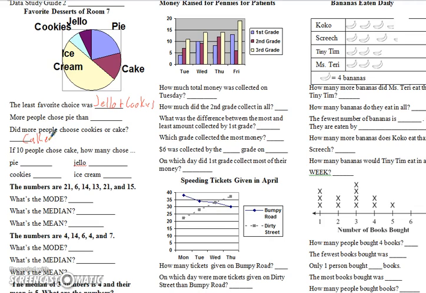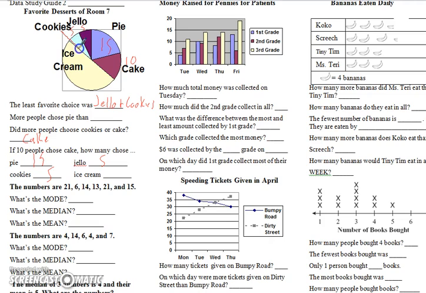If 10 people chose cake, how many chose each of the other things? So cake is going to be 10. The first thing I see is it looks like Jell-O and cookies together makes a cake, which would make both of those 5s. So Jell-O is 5 and cookies is 5. Then I look, pie is a little bit bigger than cake. In fact, if I take a Jell-O and a cake together, that would make a pie. So 10 plus 5 is 15 for pie.